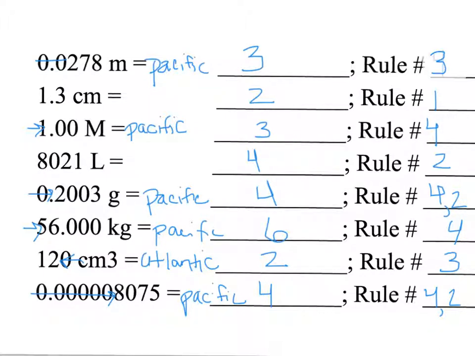Here there are no decimals, so now we can use the Atlantic rule. We start on the Atlantic side of the ocean, hit the first non-zero digit, and count all the remaining digits. 1, 2, 3, 4. 4 significant digits.